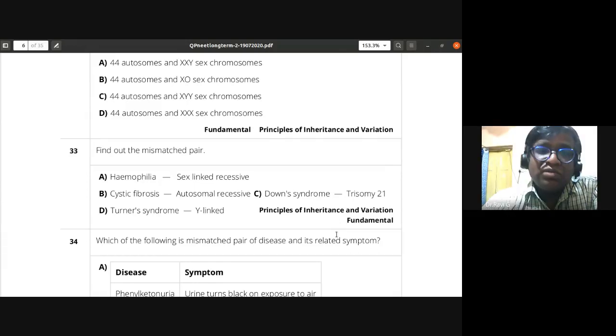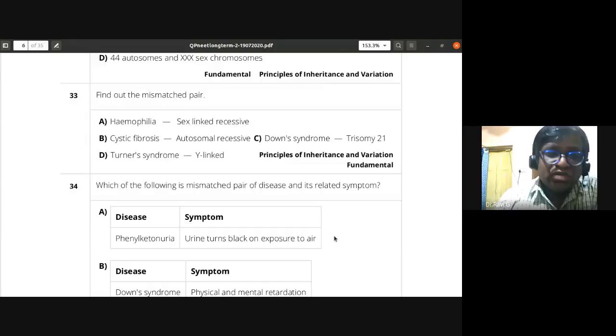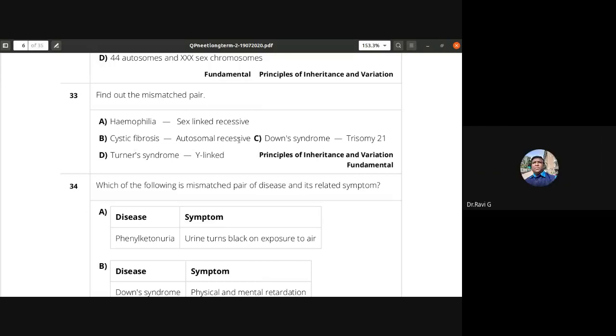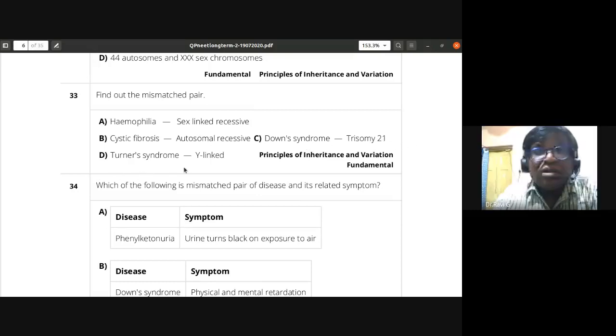Find out the mismatched pair. 33rd question we have. Find out the mismatched pair. Hemophilia, sex-linked recessive. Yes, it is sex-linked inheritance, hemophilia or royal bleeder's disease. Cystic fibrosis is also autosomal recessive. Down syndrome, trisomy of 21st chromosome, yes. Turner syndrome is Y-linked, that is a wrong answer. Turner syndrome is absence of X chromosome. It is not Y-linked inheritance.